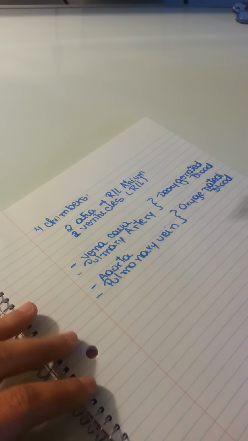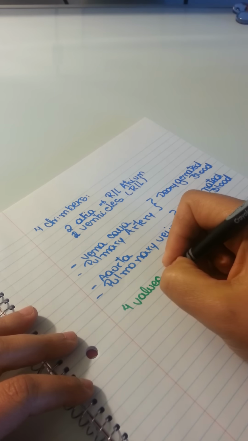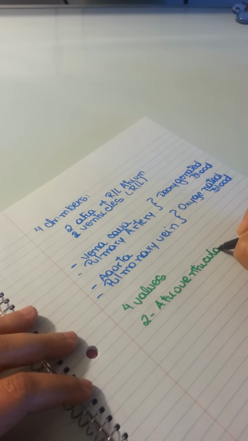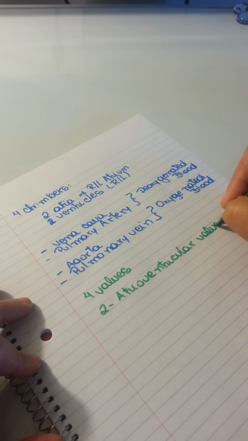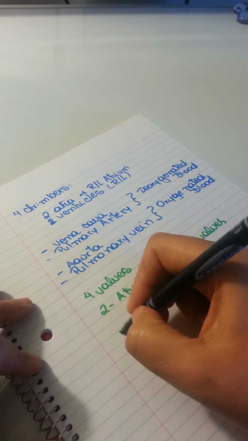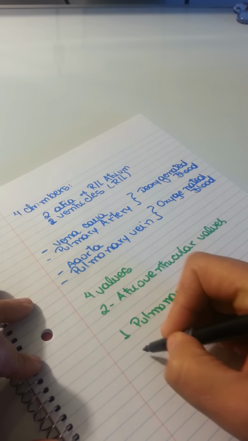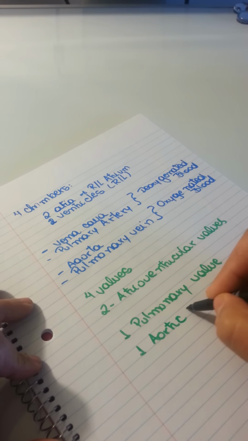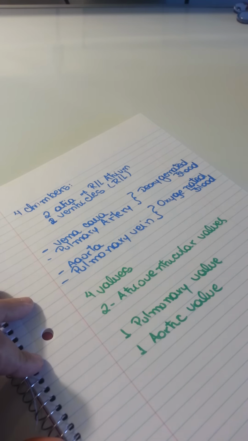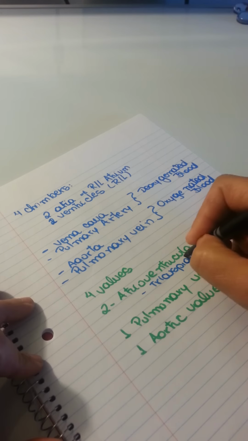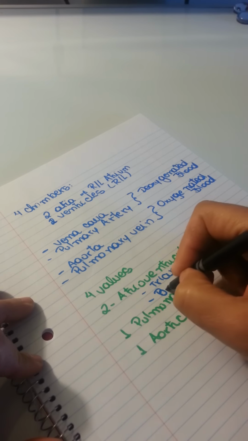Okay, so now we can talk about the valves that we have learned. There are 4 valves, right? We have 2 atrioventricular valves, one pulmonary valve, and one aortic valve. So the atrioventricular valve, there are 2 of them, right? One of them is the tricuspid valve and the other is the bicuspid valve.